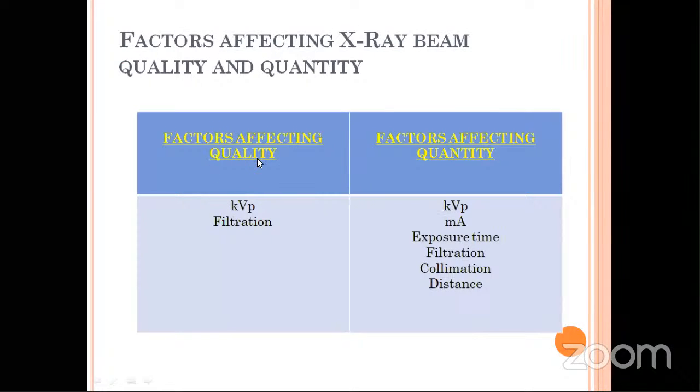So the factors which affect the quality are the KVP and the filtration. Okay, the quality is something which is mainly used so that the diagnostic image will be very good. Whereas the factors which affect the quantity are the KVP, MA, exposure time, filtration, collimation, and also the distance from the source to the receptor. Okay, so these are all the factors which affect the quantity of the X-ray beam, and these are the two factors which affect the quality.